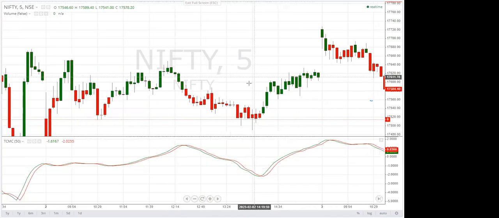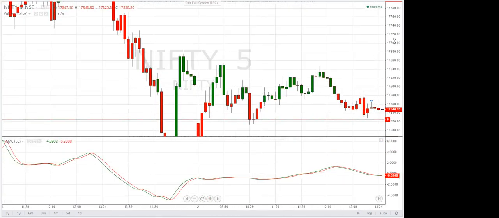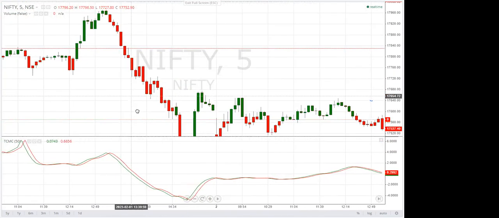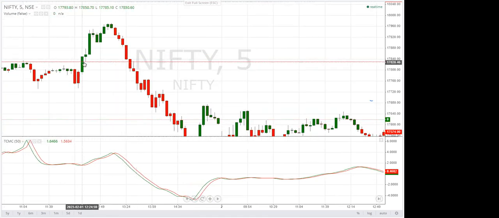So you can see this is yesterday's chart, yesterday and the day before. The day when the budget was happening, I was curious about the budget because it was so good. I expected the market to have a very good bullish momentum. So when the budget got over at 12:20, this was a 1 hour 20 minutes budget that Nirmala Sitharaman ma'am presented.